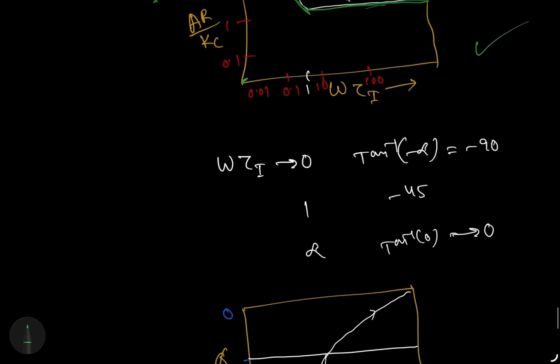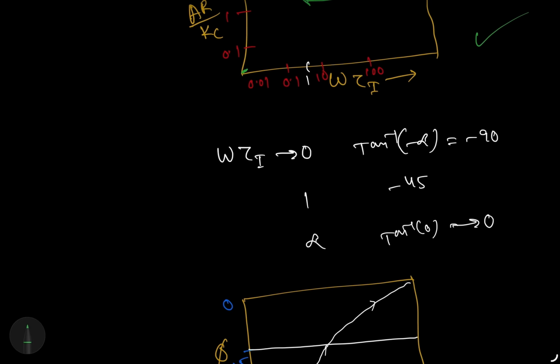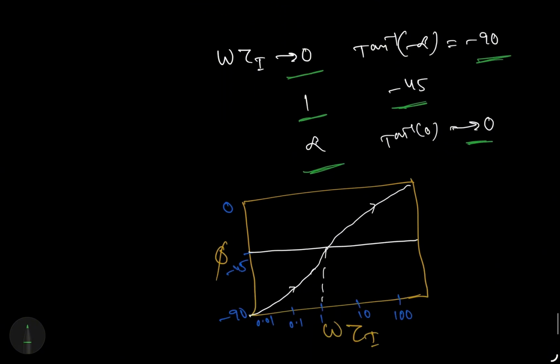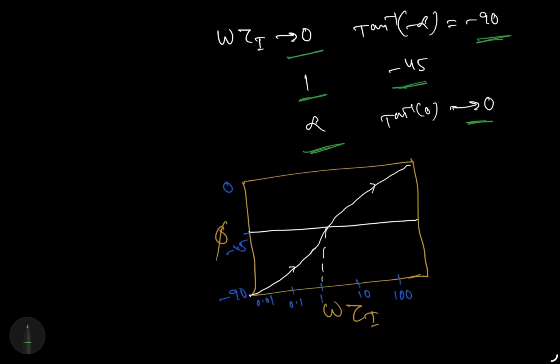Now coming to the phase plot. When frequency is very low, the phase angle approaches -90 degrees. At the corner frequency, it becomes around -45 degrees. At high frequency, it approaches 0 degrees. So the phase curve increases from -90 degrees to 0 degrees as frequency increases.